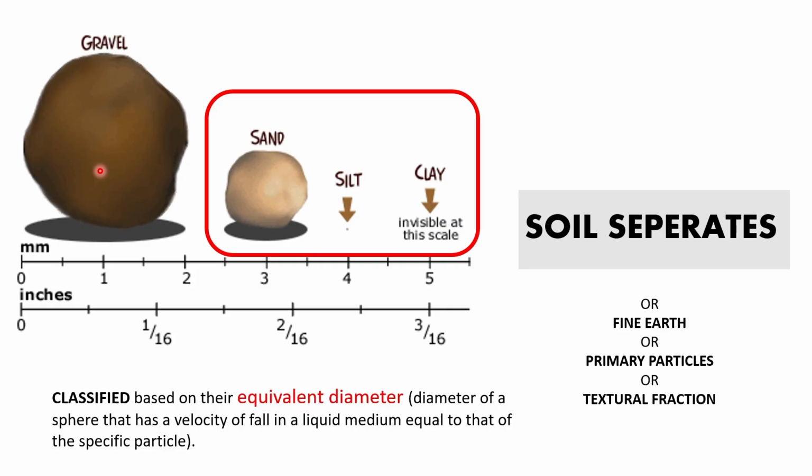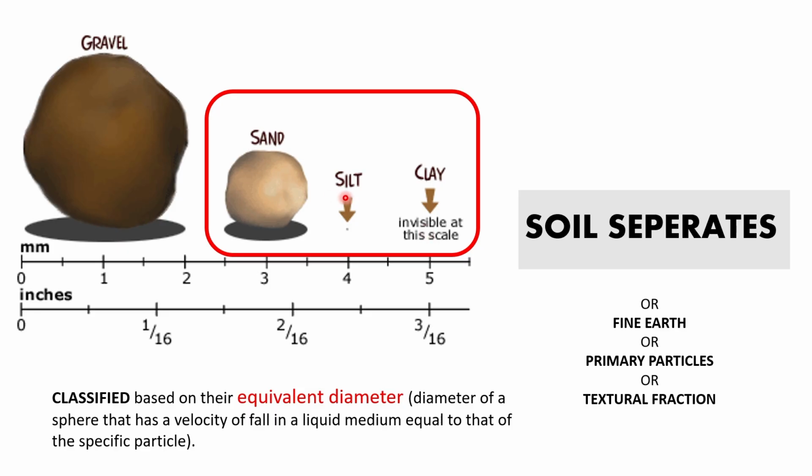You can see this is large gravel. Gravel means greater than 2 millimeter in size. Less than 2 millimeter in size come sand, silt, and clay. This is the size of a sand in relation to silt and clay. We can't see clay at this scale. It is invisible to our naked eye. Sand is smaller than gravel. Silt is much smaller than sand, and clay is invisible at this scale.